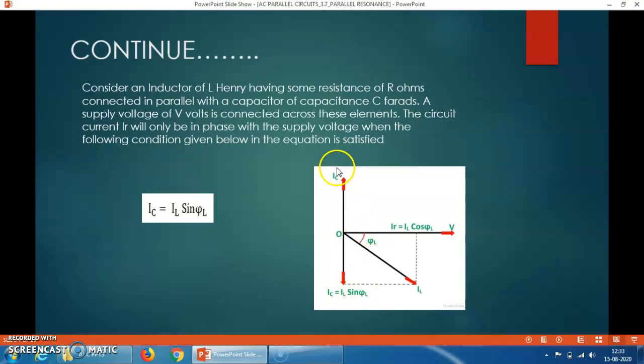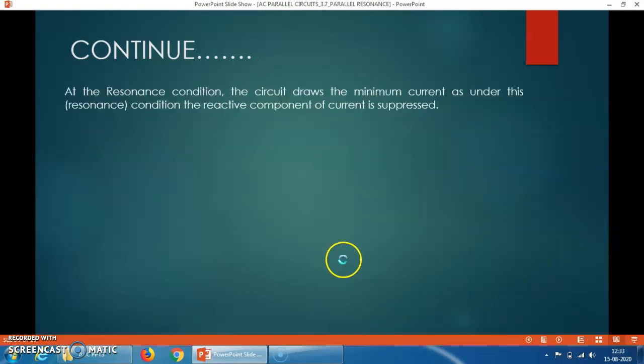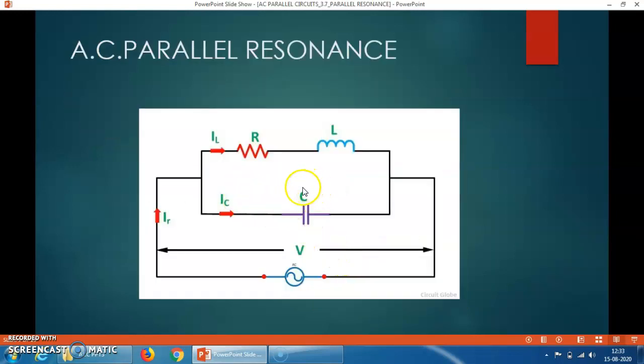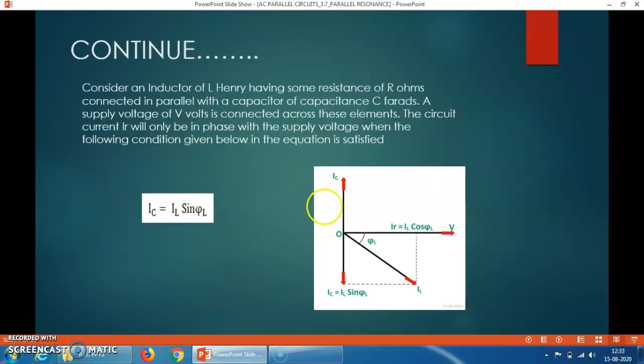Now what is IC? IC is the capacitive current, the current flowing through the capacitive branch. In the capacitive branch only a capacitor is there. So the current flowing through the capacitor always leads the voltage by an angle of 90 degrees. In a pure capacitive circuit, the current always leads the voltage by 90 degrees. So here IC leads the voltage by an angle of 90 degrees.